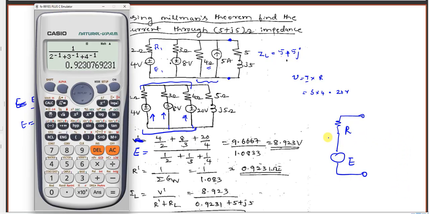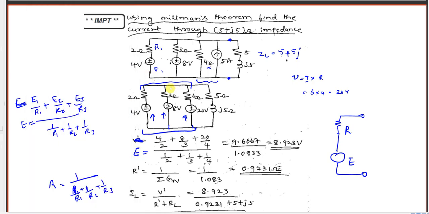This is a Millman's equivalent circuit with resistance value R equal to 0.923 ohms, and E value equal to 8.923 volts, and we have to connect the same value of ZL. What is ZL? Now I am writing. This is ZL, 5 plus 5J.